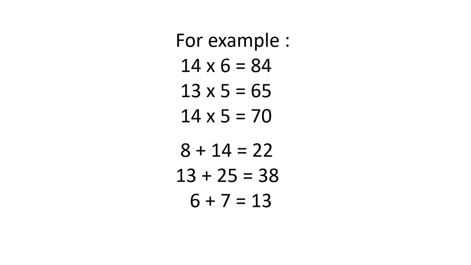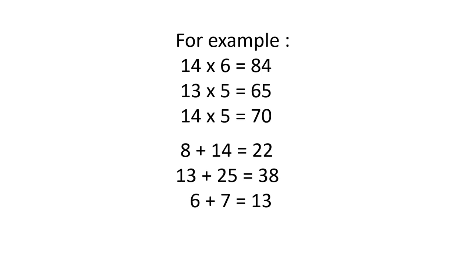14 into 6, even into even, 84, even number. 13 into 5, both are odd, is equal to 65, we get an odd number. 14 into 5, 14 is even, 5 is odd, but 70 is even. So even into odd is equal to even.